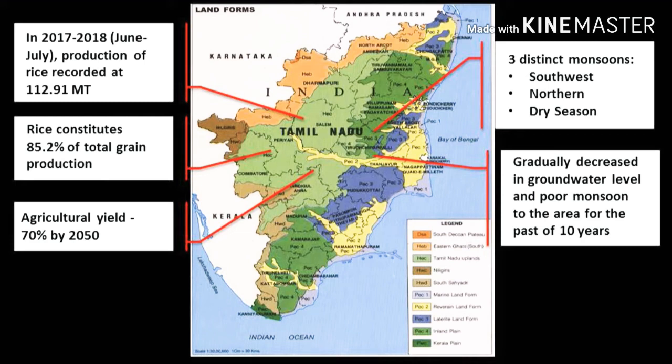Based on the Times of India, India's production recorded in 2017 to 2018, from June to July, was 112.91 metric tons. In Tamil Nadu, rice constitutes 85.2% of total grain production. Due to the high demand for rice from the growing population of India, it is expected that agricultural yield has to rise 70% by 2050, and this situation urges farmers in India to adopt new innovative ideas and market forces.